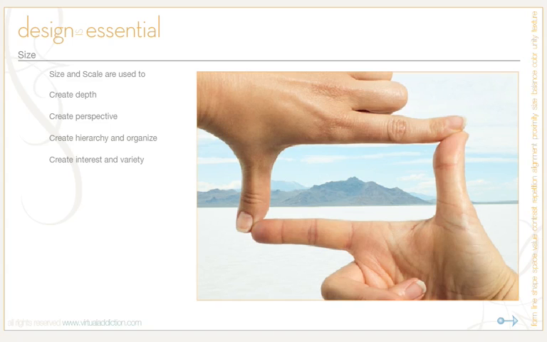Size and scale are used to create depth, create perspective, create hierarchy and organize, and create interest and variety. You want to make sure that you use scale wisely. Look at how scale is making your layout more interesting. Add an object or an image that is magnified maybe 3 times to create an abstract background. Shrink the image smaller and duplicate it to create a texture or a patterned background.